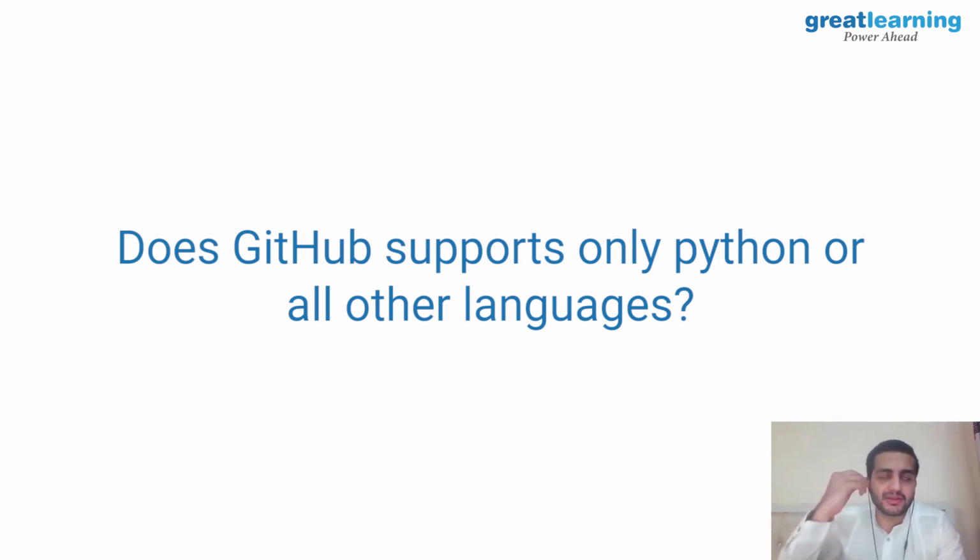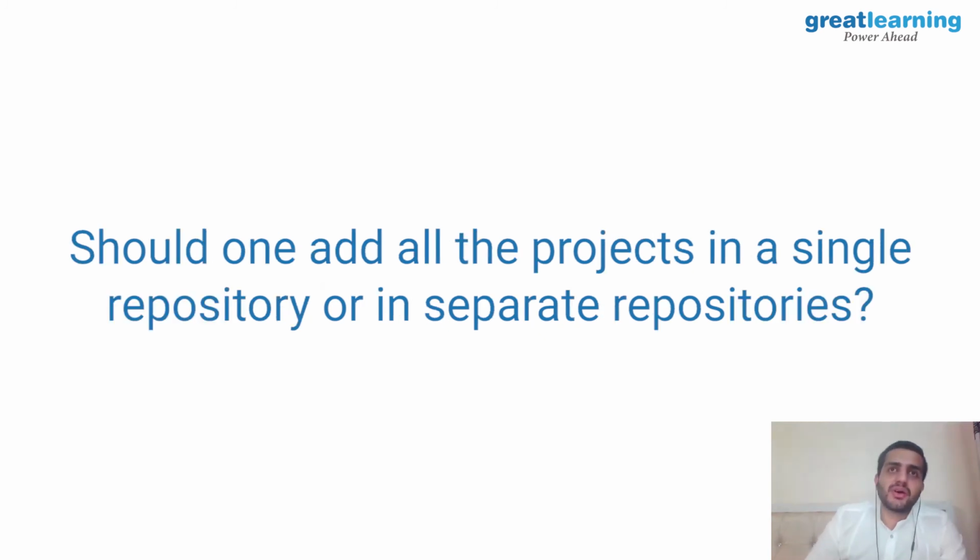So it is not dependent on Python. You can have any coding language as your preference to be used in the GitHub repository. So no dependency there. Your repository is nothing but by your name. If my name is Arpit, I'm going to have one repository in my name. So Arpit is my repository name.